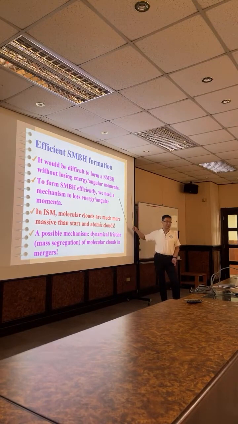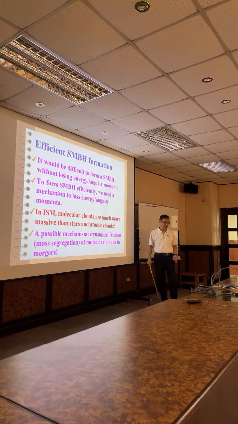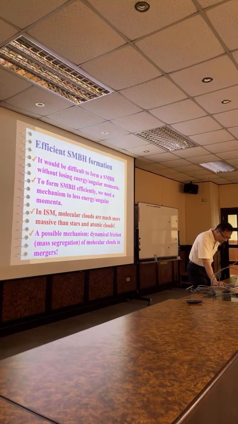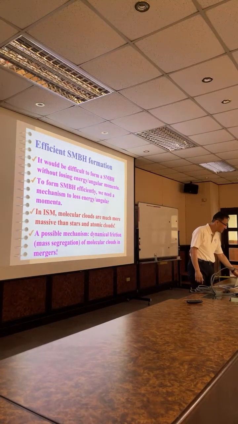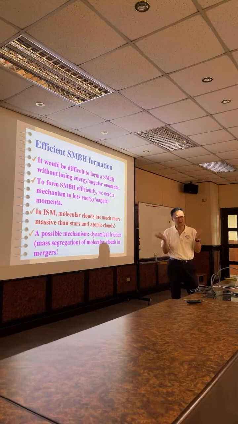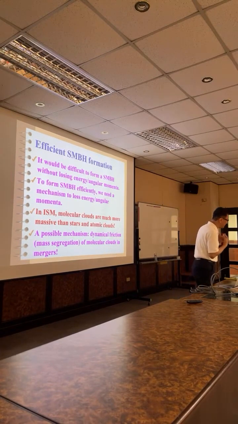Very similar to what I was talking about for the intermediate mass black hole, but this is about the faster formation of the supermassive black hole. But fortunately, I talked about this. I said during the merger, the molecular cloud will fall into the central galaxy. I think some students might still remember I talked about that in galactic astronomy.